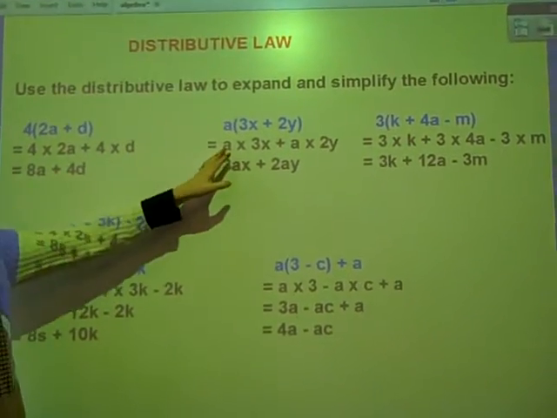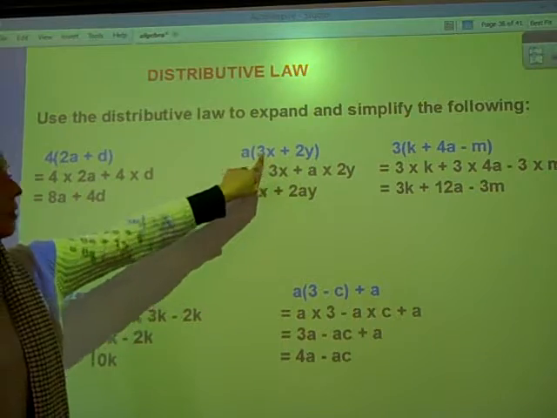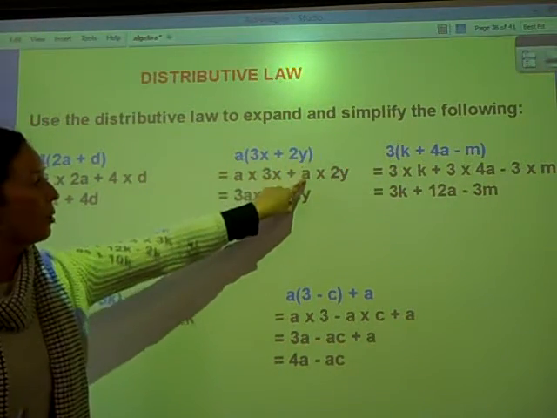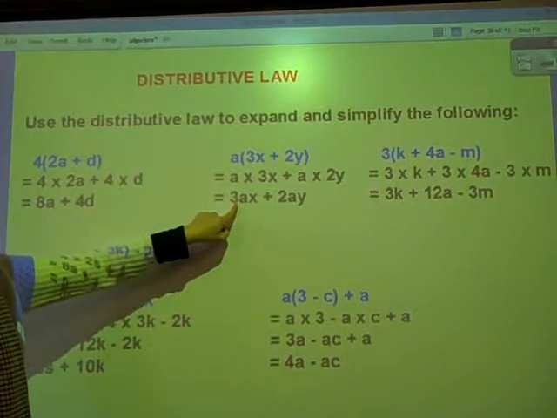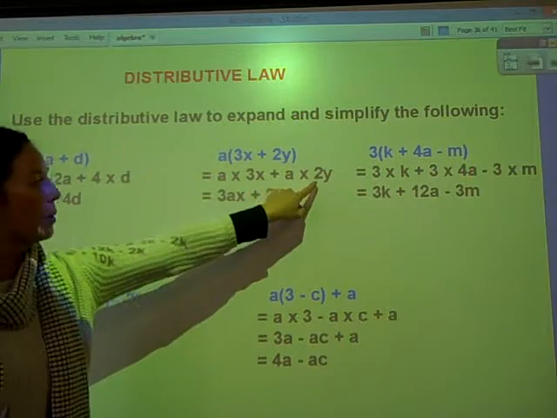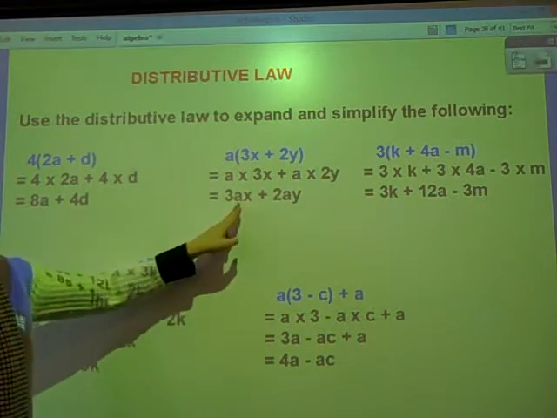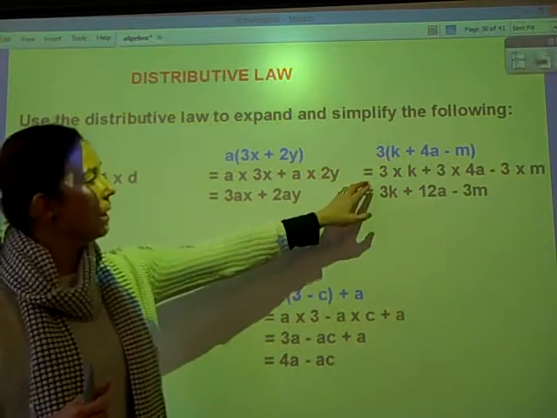Let's move to the next example. This time I've got an A out the front. I have to times the A by everything inside the bracket. So I have to times A by 3x and I have to times A by 2y. Now what happens when I times A by 3x? I get 3ax. What happens when I times A by 2y? I get 2ay. Can I add those 2 terms together? No, because they're not like terms. Looking at the next example.